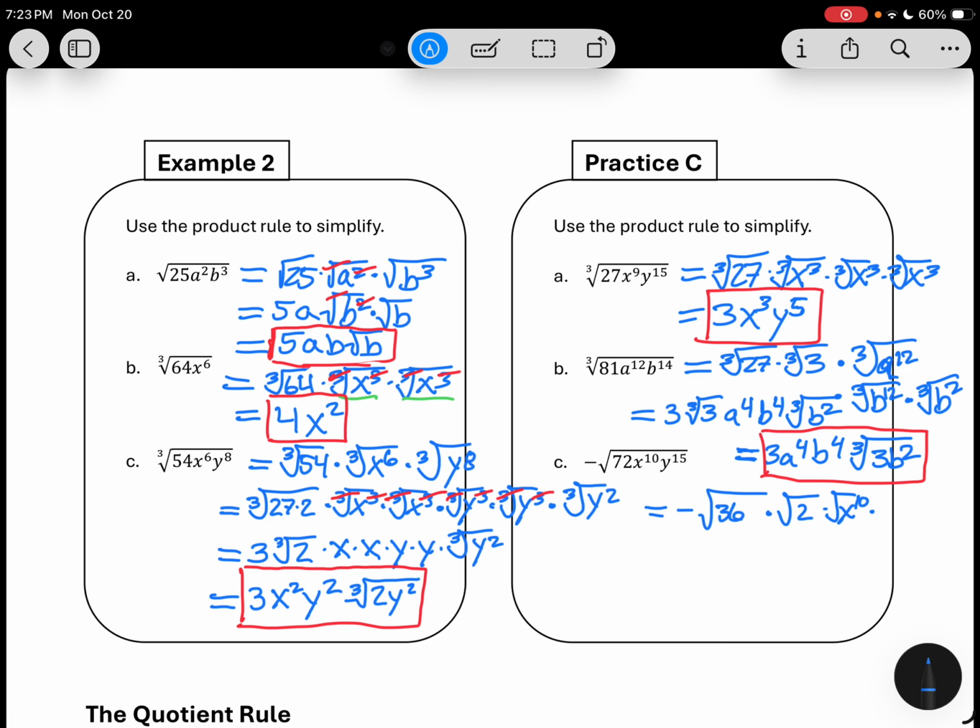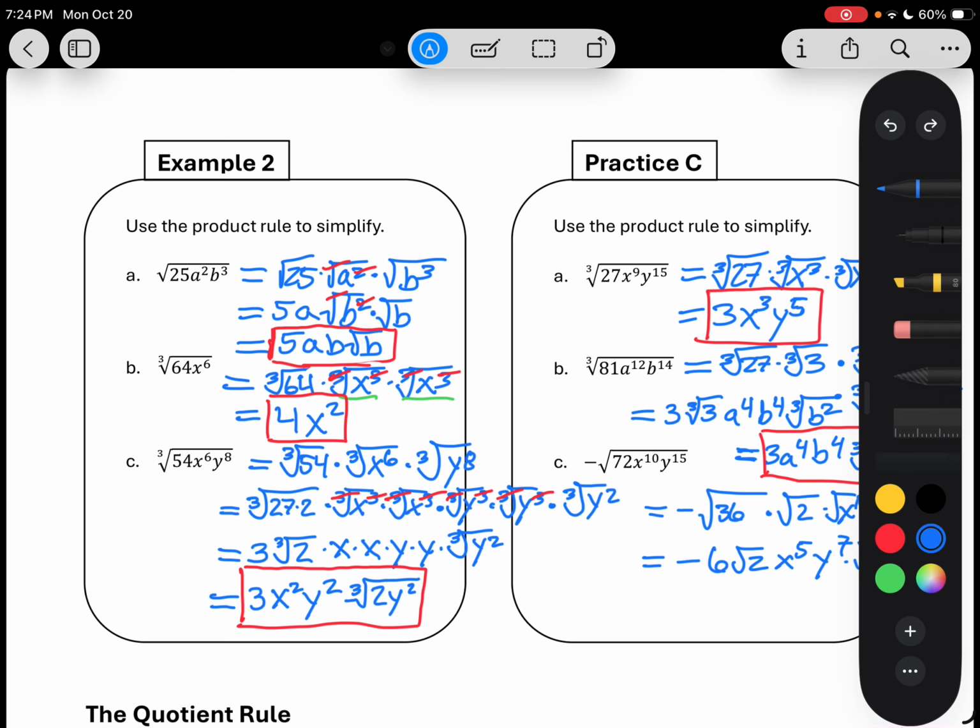And then 10 divides by 2 evenly, so that's fine. However, y to the 15, 15 does not divide by 2 evenly, so let's make it y to the 14 times y. That would be 15 y's. So then this will reduce to 6 square root 2 x to the 5th, and then y to the 7th, and then still times the square root of one of the y's.